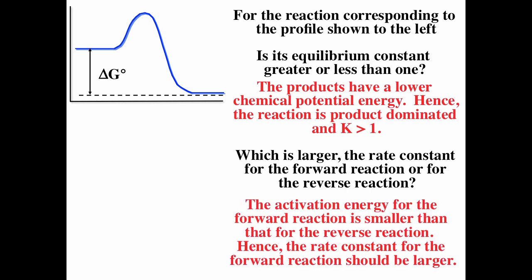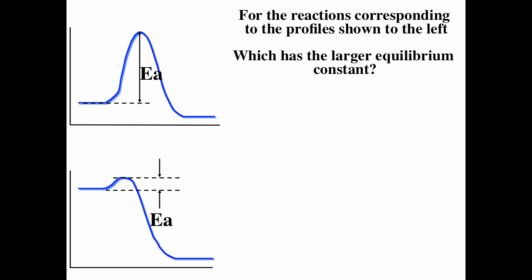And so the activation energy for the forward reaction is smaller than the activation energy for the reverse reaction. Hence, the rate constant for the forward reaction should be larger. The forward reaction should be faster. Which has a larger equilibrium constant between these two plots?